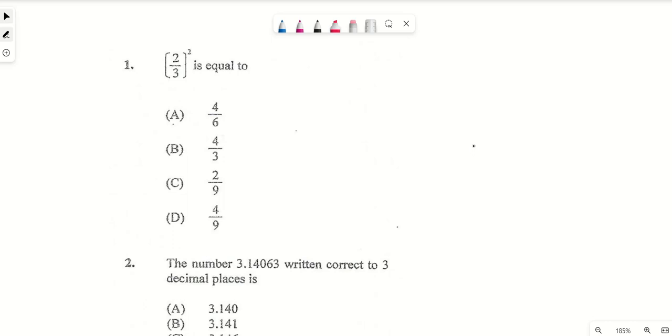Okay, so 2/3 squared is equal to 2 over 3 multiplied by 2 over 3, which is 4 over 9. That is the answer. It's 2 over 3 multiplied by 2 over 3, which equals 4 over 9.